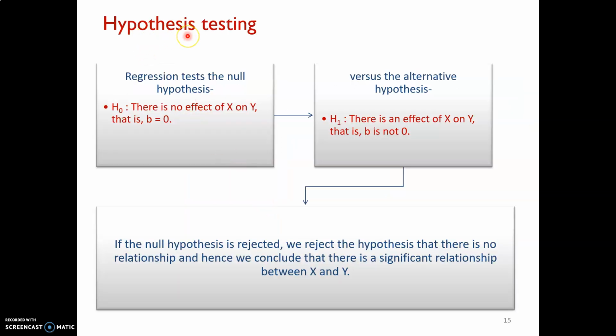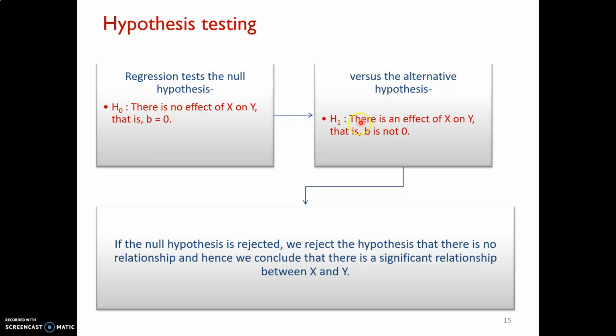Next is hypothesis testing in regression. Here regression tests the null hypothesis, represented as H0. There is no effect of x on y. That is, coefficient b equals 0. It is the null hypothesis.